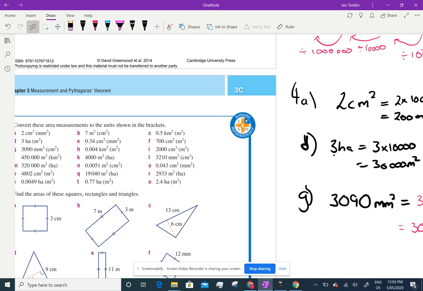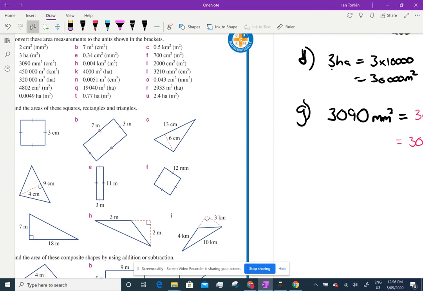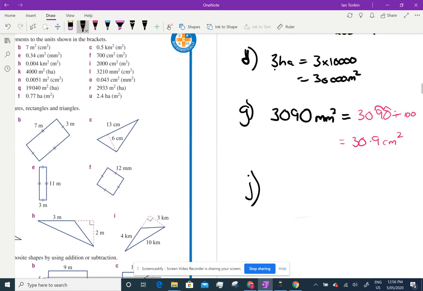I want to look for a hard one that's maybe a double jump. So kilometres to centimetres or something like that. But there aren't any like that. They're all relatively simple. They're only 1 unit jump. Let's, is there a metre squared to kilometre? Yeah, let's do J. So J, and that'll be the last one. What have I got? 450,000.